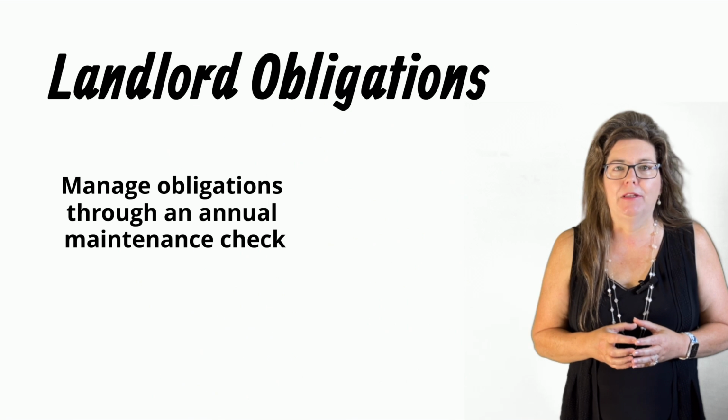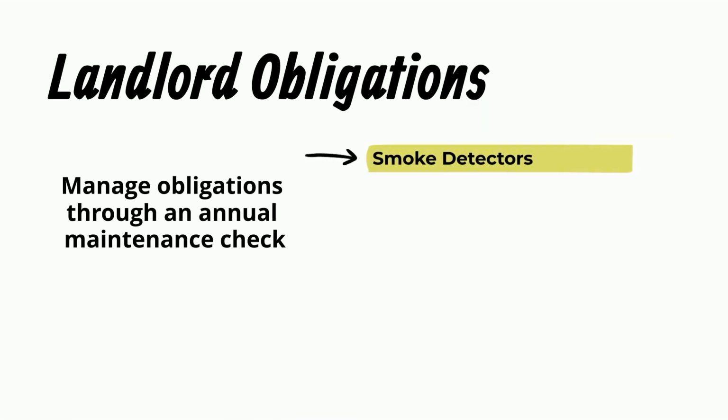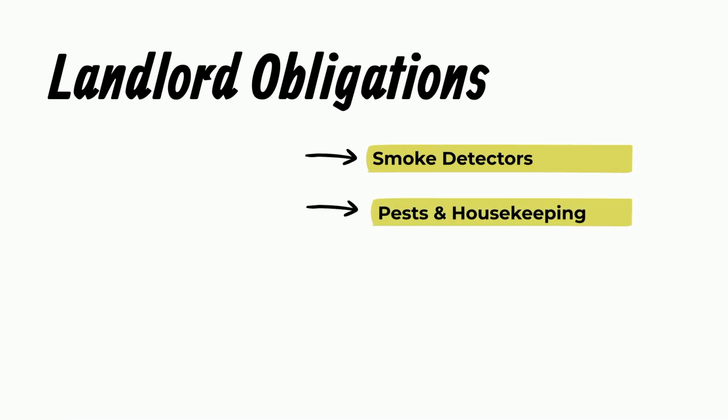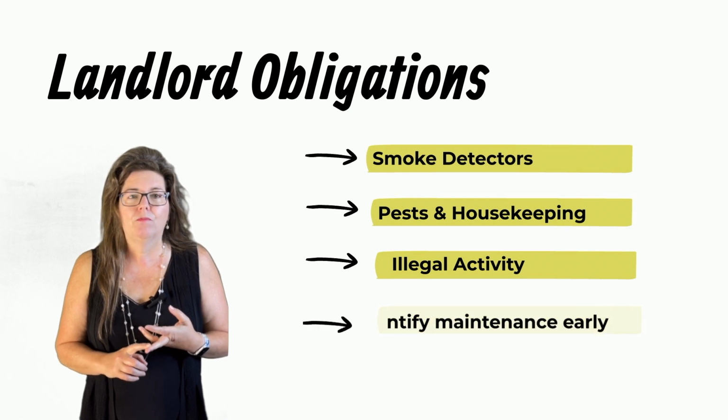There are many obligations for a landlord that can be easily managed through an inspection every 6 months or once a year. Check smoke detectors and replace batteries as needed. Check for pests and ensure the housekeeping standard is being met. It may help identify an illegal activity or grow-op that places your investment in jeopardy.